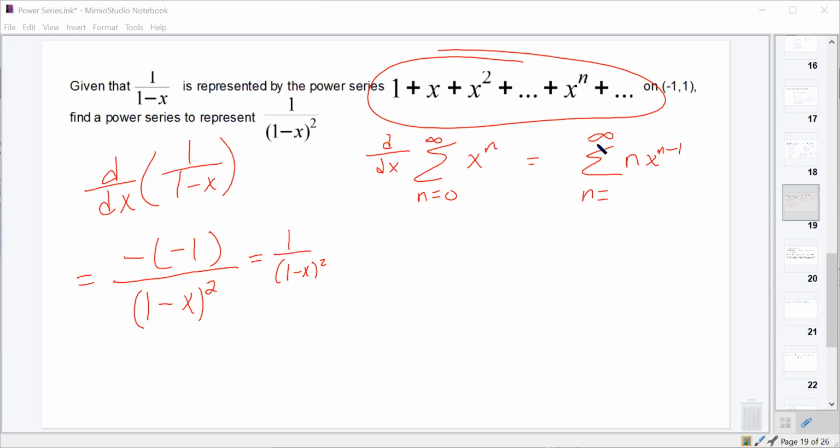So we end up with this summation from n equals now 1 to infinity of n x to the n minus 1. And this is something you'll want to note: anytime you start at n equals 0 and you take the derivative of something to the power of n, you're going to have to raise that index up to n equals 1. And so what does this series then look like? If I were to plug in values of n starting at 1, what do we get?